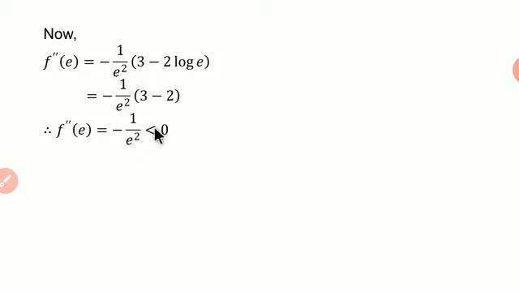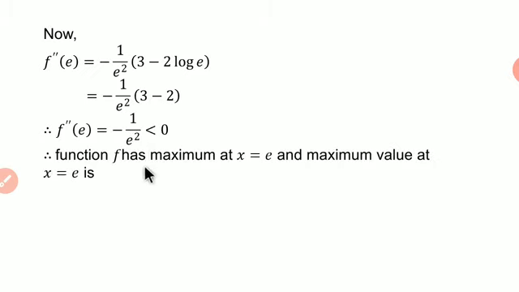It is negative. And therefore the function has a maximum at x is equal to e, and the maximum value at x is equal to e is f of e. It is equal to log e upon e, which is 1 upon e. Again here we use the second derivative test. Problems of maximum and minimum we can easily solve by using the second derivative test as compared to the first derivative. So we prefer the second derivative test here.